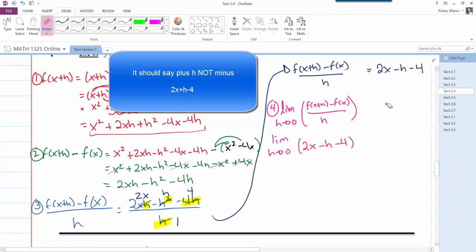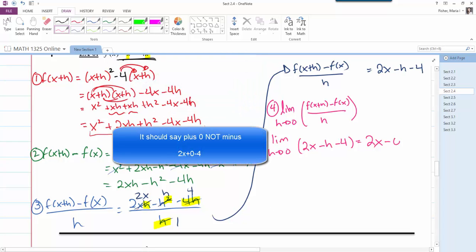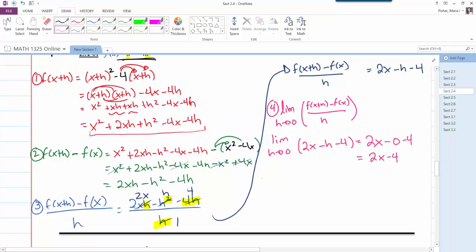And this is just direct substitution. So the limit as h goes to 0 of 2x, x is not the variable in question. The variable in question is h. Since x is not an h, it is treated as a constant. So the limit as h goes to 0 of 2x, well, the limit of a constant is the constant. So the only time you plug in a 0 is in place of your h's. Everything else remains the same. So then we say minus 0 minus 4. If I clean that up, I get 2x minus 4. Therefore, f prime of x is equal to 2x minus 4.